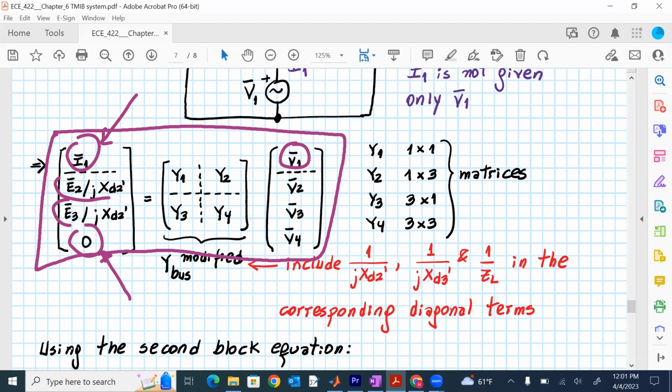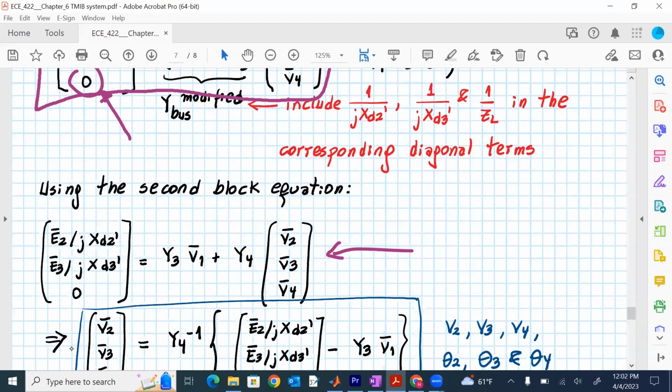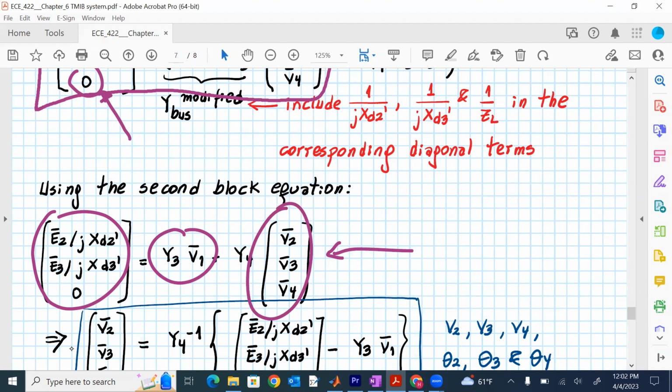Y3 is going to be a column vector because it will relate voltage V1 with the injection at buses 2, 3, and 4. Finally, Y4 is going to be a 3 by 3 matrix because it will relate the injected current with the voltages at buses 2, 3, and 4. As we already know V1, we can use the second block equation from here, and we can have this description. V1 is the voltage at the infinite bus, so this is given. We know the current injected at the buses 2, 3, and 4, and therefore, by using this equation, we can solve for the voltages V2, V3, and V4.